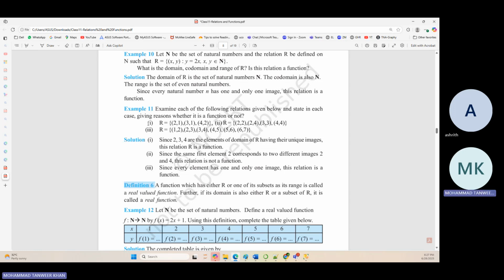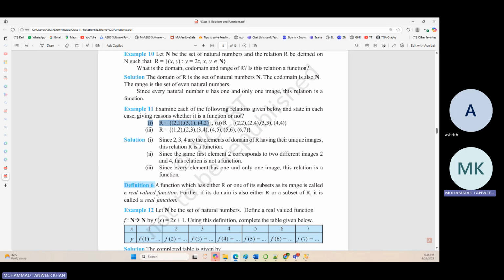So in this first one, R equals 2 comma 1, 3 comma 1, 4 comma 2, what are the domains? So domain is input. So 2 is an input, 3 is an input, 4 is an input. These are the inputs.